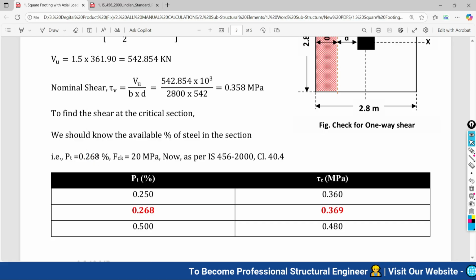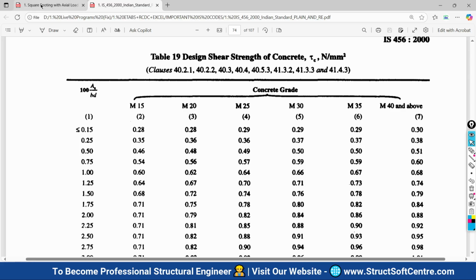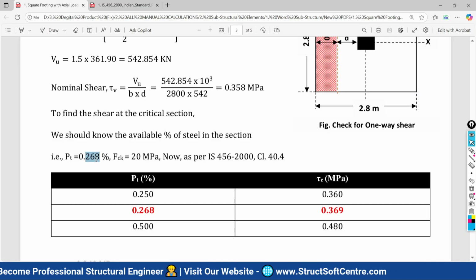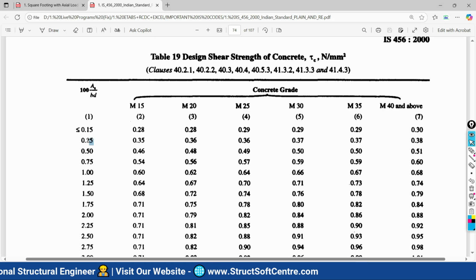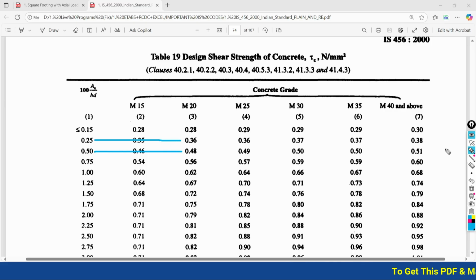0.268. So it is not any exact value which is given in this table. It is coming out in between 0.25 and 0.5. For 0.25, what is the value of tau c? 0.36. For 0.5, what is the value of tau c? 0.48. So we need to do the linear interpolation.